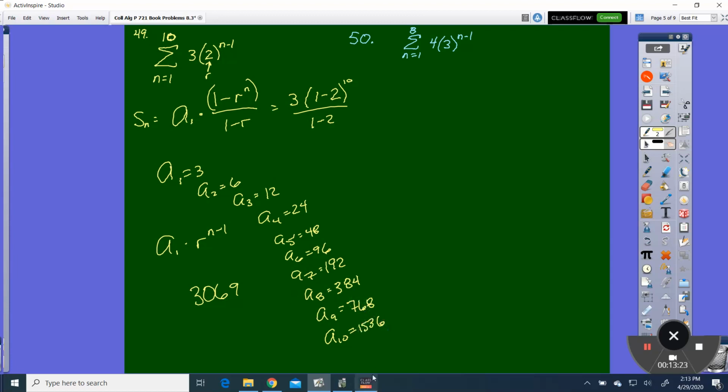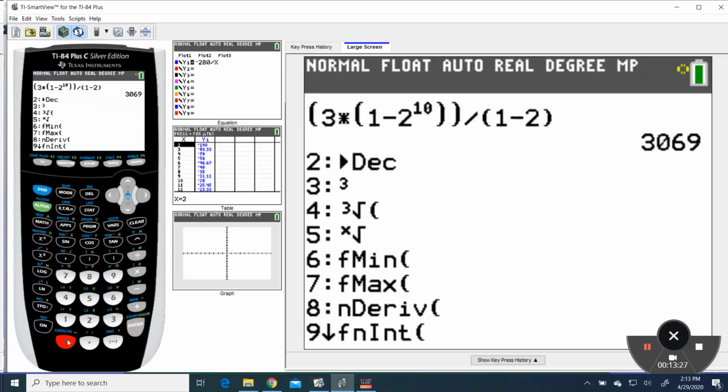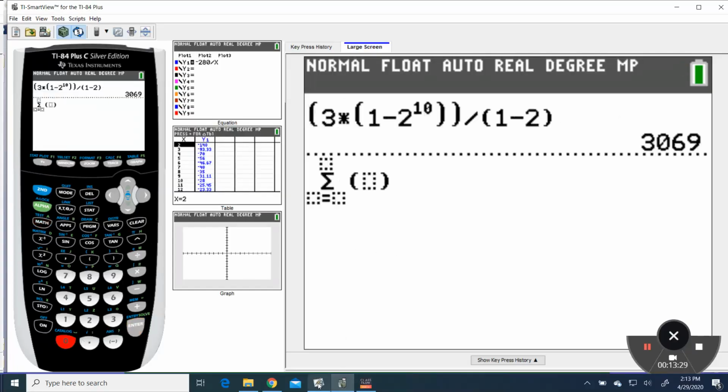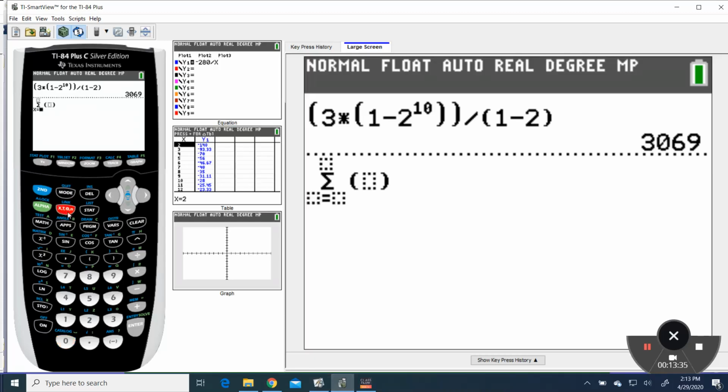Now, here's the shortcut way. We go to our calculator, we hit math, 0. There it all is. Now I just plug stuff in. N equals 1 to 10, so I'm going to use x, 1, 10. Now I'm going to move it over into here.